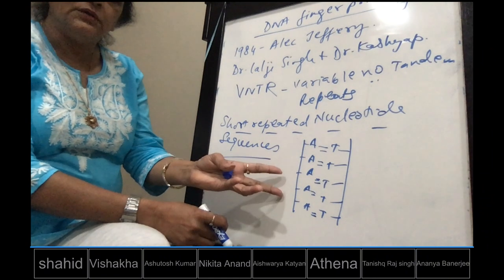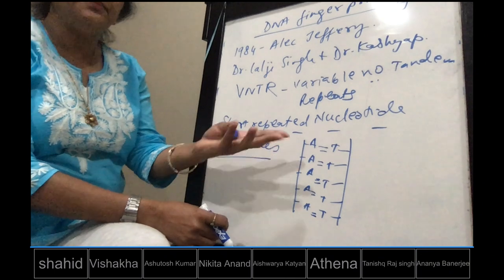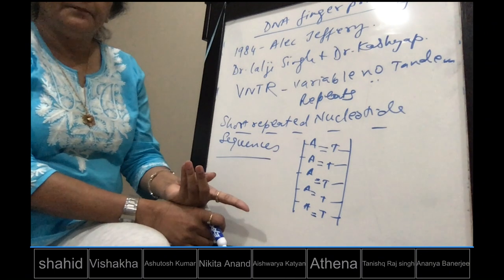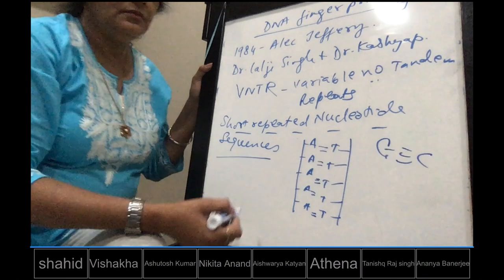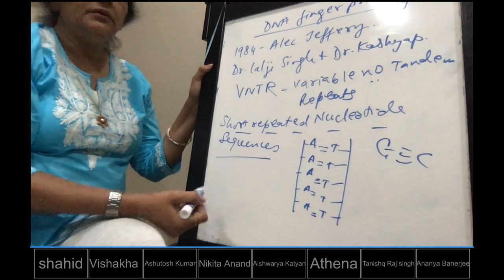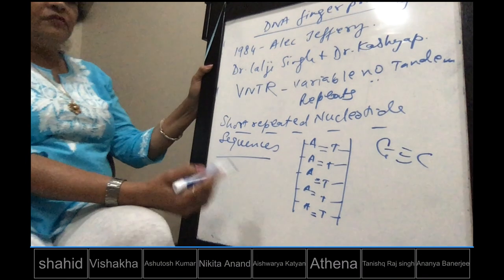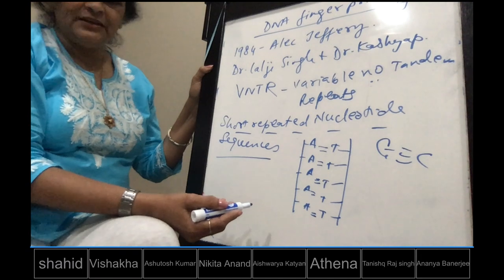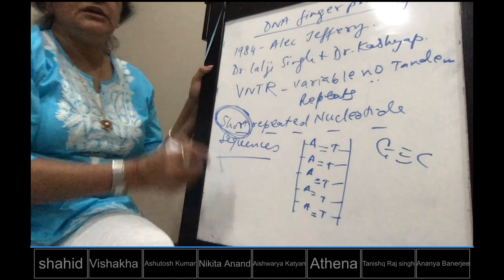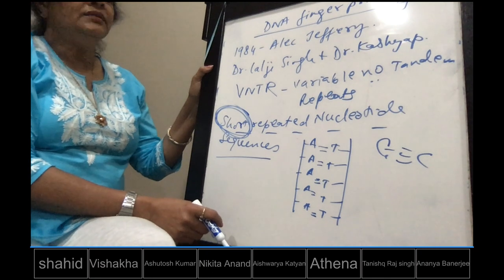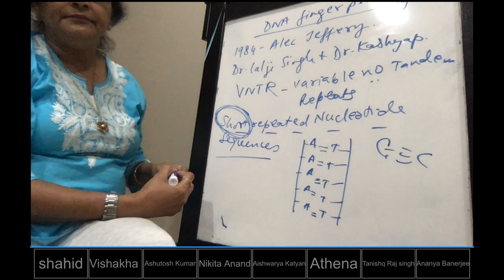Same way, this one also. This is repeated 6 times. VNTR. So either G triple bond C or A double bond T, T double bond A is the same, or vice versa can be there, isn't it? So there are short repeated nucleotide sequences. They are known as VNTR.